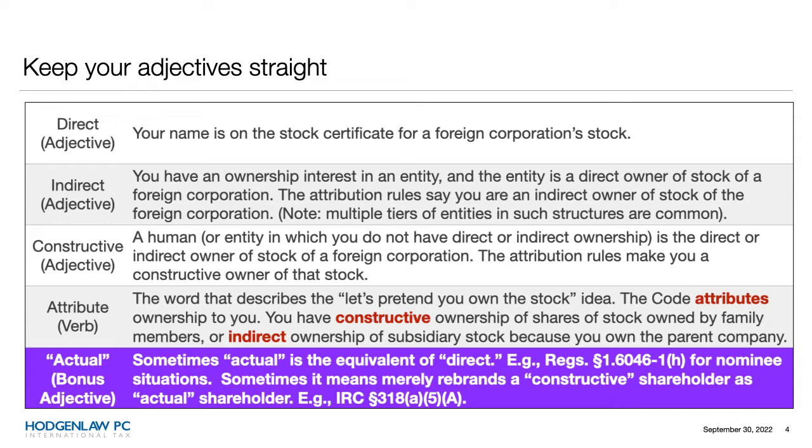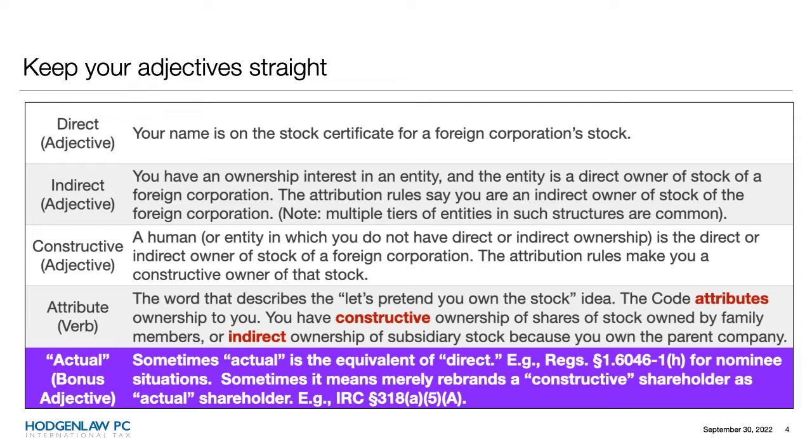If you are looking through a stack of entities, you're talking about indirect ownership. If you are talking about ownership by way of a human being in a family relationship, you're talking about constructive ownership. And having said that, if you read the code and the regs, you'll quite often find that these adjectives are not used with enough care and precision. And so you'll have to say, no, they really meant indirect when they actually use the word constructive.